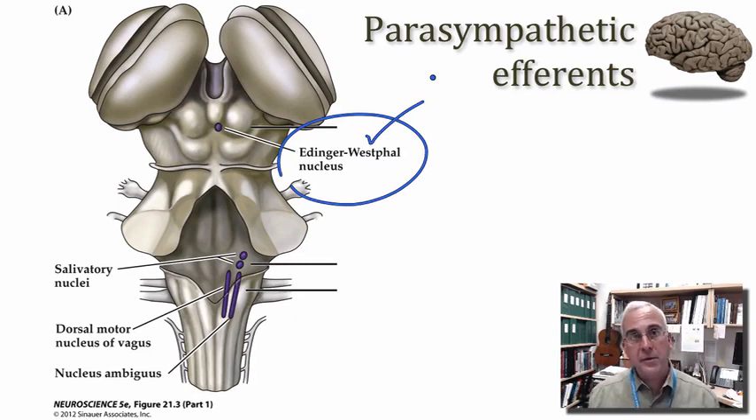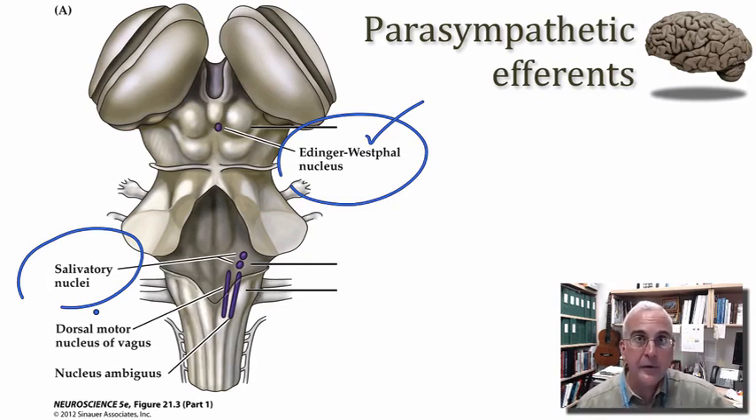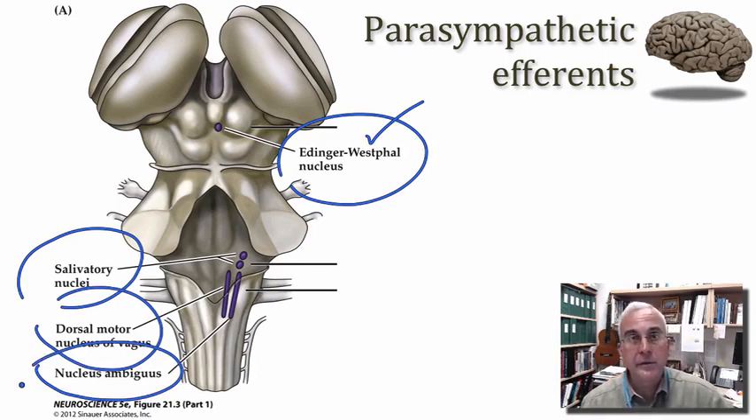The remaining parasympathetic nuclei of the brainstem are found in the caudal pons and in the medulla. So in the caudal pons, we have a set of nuclei that we call the salivatory nuclei. So these nuclei provide for parasympathetic outflow to our tear glands and our saliva glands. Now, just at the junction of the caudal pons and then down into the upper part of the medulla, we have our dorsal motor nucleus of vagus and the nucleus ambiguus.